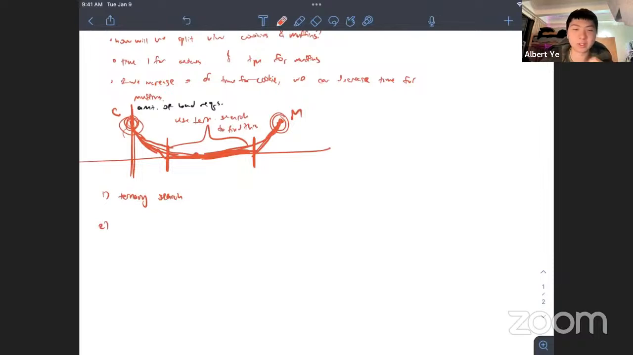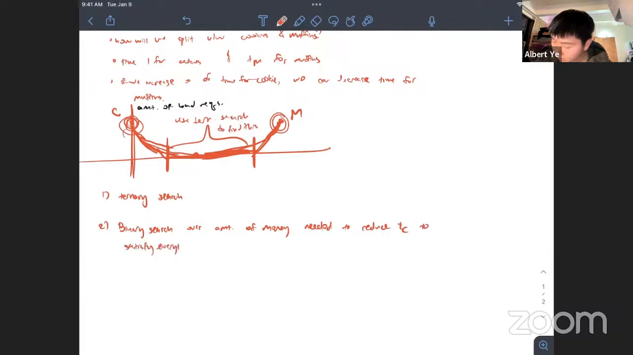The better solution, or the solution that requires less advanced algorithms, is just binary searching twice over the amount of money you need to remove. First, binary search over the amount of money needed to reduce TC to satisfy everything with AI greater than or equal to BI, because in this case, we see that the cookies are the bottleneck.